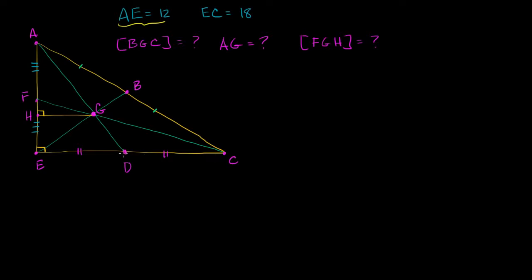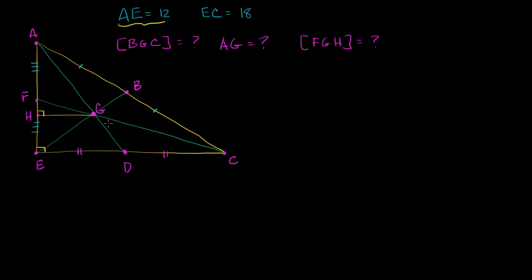So we know that they are medians because when they intersect the opposite side, they're telling us that this length is equal to this length, or that ED is equal to DC, CB is equal to BA, AF is equal to FE, or that F, B, and D are the midpoints, and that G then would be the centroid where the medians intersect.